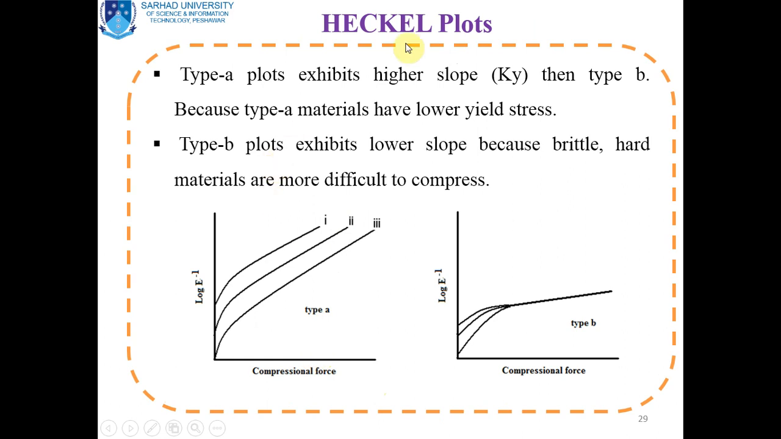Now there are some plots that are termed Heckel plots, type A and type B. You can see type A plots exhibit a higher slope than type B, because type A materials have lower yield stress. Type B plots exhibit a lower slope, because brittle hard materials are more difficult to compress, that is, they need more compression force.